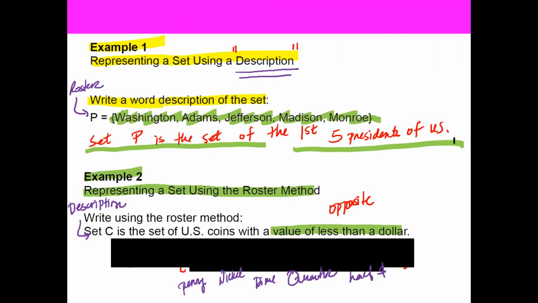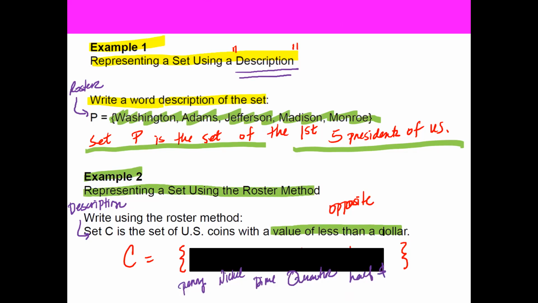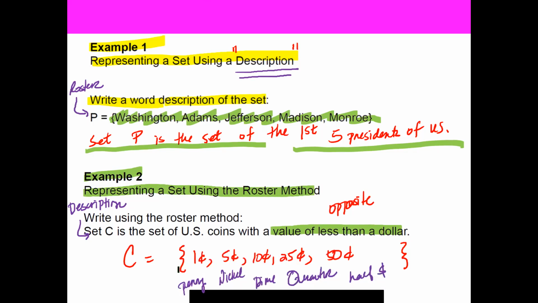So example 2. Now we're going to do the reverse of that. Set C is a set of coins with a value of less than $1. So think about all the coins in the US, where we're actually having a coin shortage, but think about all the coins that are less than $1. So here I'm going to say, here's my set C is equal to, and I do this little squiggly bracket on the side, and I'm going to include a penny, a nickel, a dime, a quarter, and a $0.50. And those are all the coins inside the set that are less than $1.